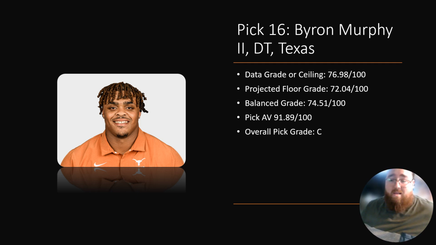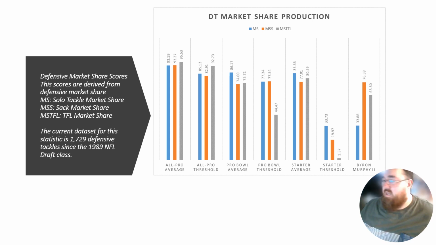Now, the reasons why, again, before you start stoning my channel, okay, guys, just hold on a second. Let's get to why the data doesn't like Byron Murphy. There are some positives here, but let's get to why the data doesn't like him. The first issue with him comes down to his market share production data. Byron Murphy has above average sack data, above average TFL data, but below average solo tackle data. And when you look at the All-Pro averages, the Pro Bowl averages, and the starter averages at the position, most starters, all the way back since the 1989 NFL draft class, had above average solo tackle data, above average sack, and above average TFL data.